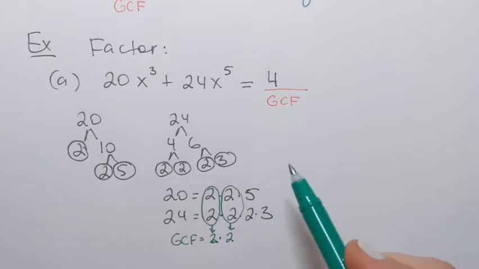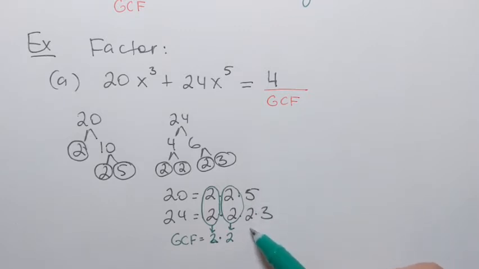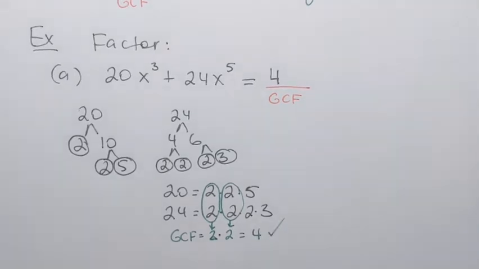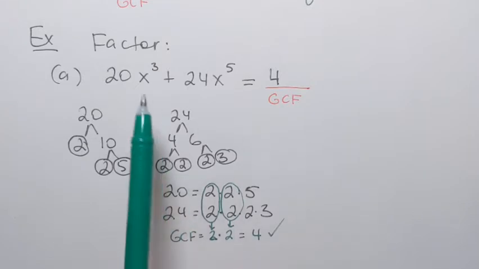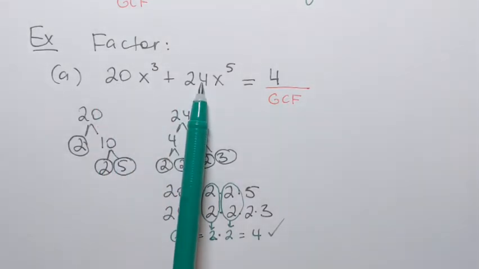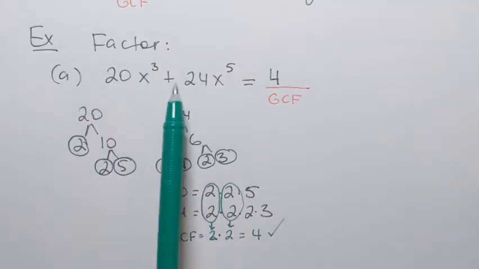And that's all, right? I don't have anything else in common. No other pairs here. So it means that it's 2 times 2, which is 4. Okay, so that confirms our initial guess, 4. So that's just for the numbers, right? The numerical part of the GCF. But then we're going to switch to the variables.